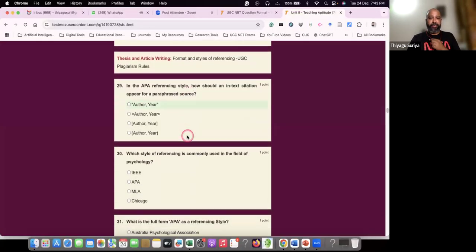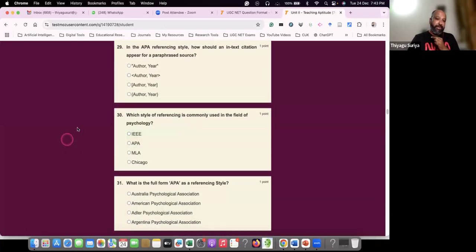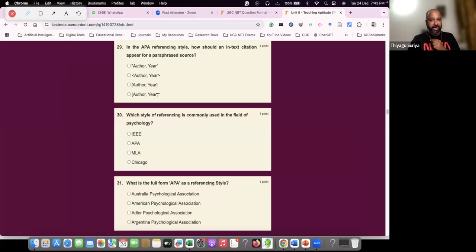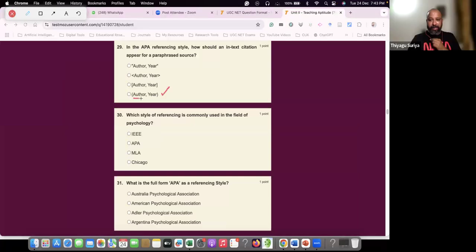Related to the APA reference style, how should in-text citations appear in the paraphrase source? Option D. Option D is correct, because it starts with a bracket, the author name, only one, first name only, comma, year.